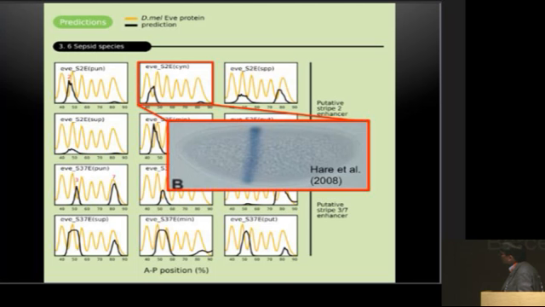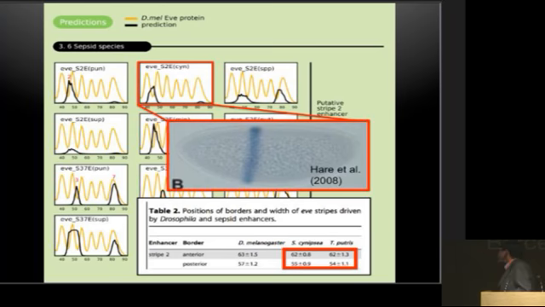So in fact, we predict a stripe from Synapsia. This is Eve's stripe 2. This is the stripe we predict. Notice it's a little posterior to Eve's stripe 2. This is what Heredal found.